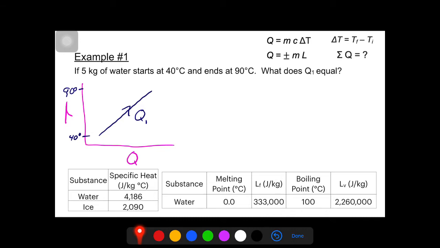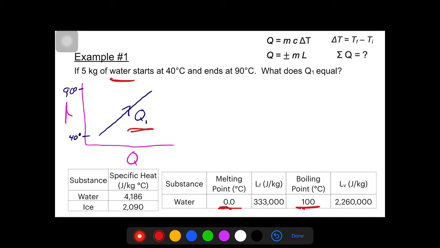So here's a map. In this particular problem, we have 5 kilograms of water that starts at 40 degrees Celsius and ends at 90 degrees Celsius. I drew the map for you. Because I identified that it was water, I looked and said, hey, the boiling point is 100 and the melting point is 0. No phase change is going to occur. So in this situation, there was only one Q.